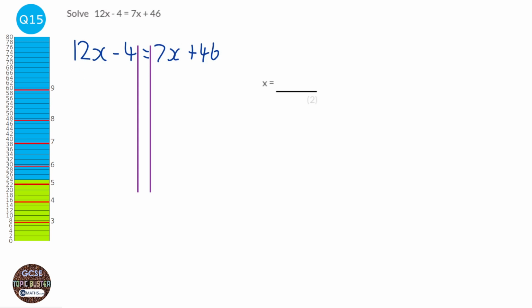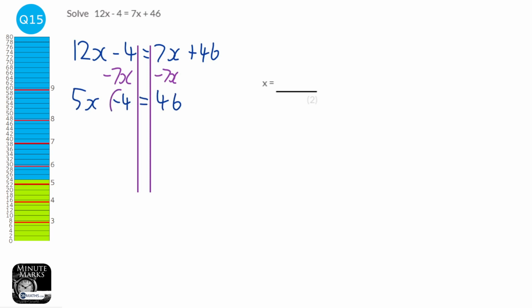So we've got our lines in, and we're going to take away 7x both sides. And so 12x take away 7x is 5x. And the 7x is gone, so it's just equals to 46. Then we've got the minus 4 to get rid of, so we're going to add 4 both sides.